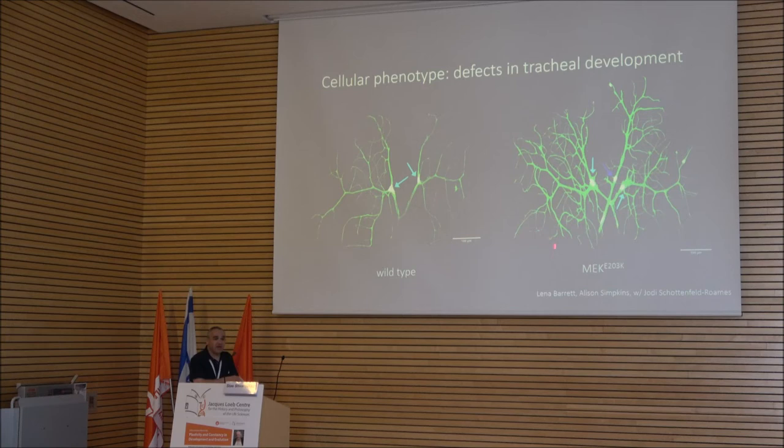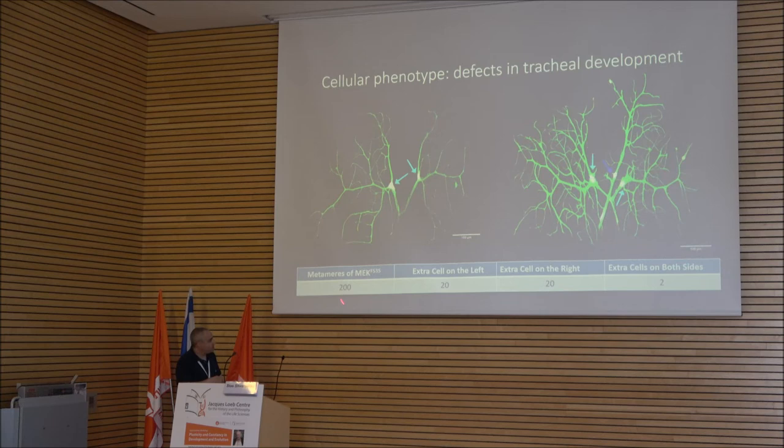The important thing is that the effects are not happening simultaneously on both sides of the embryo. And from every single larva, we can collect a fraction of the cells that were affected and not affected. So this is an example of what we see in metameres of a homozygous animal. We examined 200 animals, and 20 of them have defects on the left, 20 of them have defects on the right, and two have defects on both sides. So the probability works out just perfectly, so these defects are happening independently of each other.